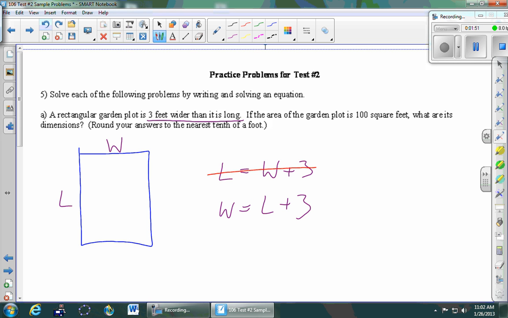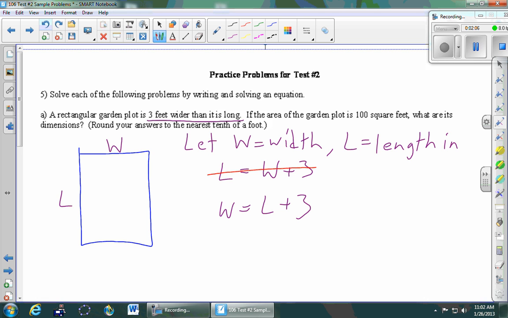So now that we've got our equation, maybe we'll go back and fill in: let W equal the width, and L equal the length. And those are both going to be in what dimensions here? Feet. And then we've got our equation: W is L plus 3.